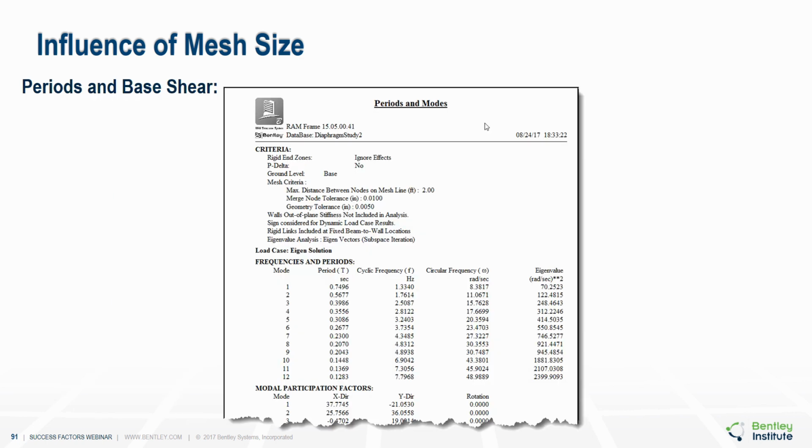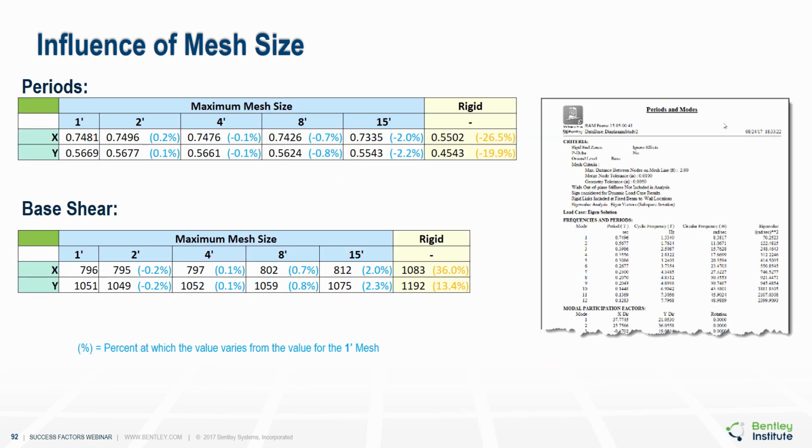Keep in mind that by changing the stiffness of the diaphragm and by changing the mesh size, we are, to a degree, changing the stiffness of the diaphragm. That has an impact on the periods and the base shear that's calculated based on the code requirements. And so, again, I ran each of those models. I extracted the periods and the base shears. And if we look at the periods and the base shears, we see very minor differences based on the mesh size. But the mesh size has virtually no impact on the periods and the base shear.